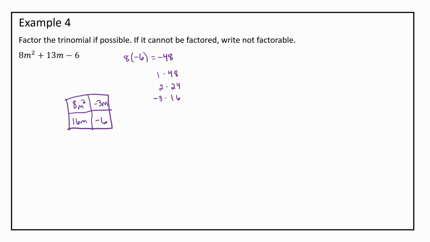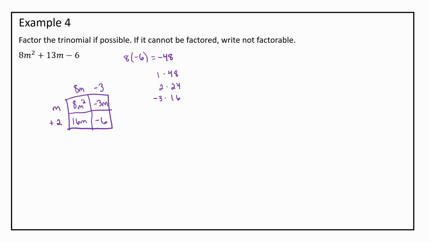Now we're going to pull out what's in common. So 8m squared and -3m only have an m in common. 16m and -6 have a 2 in common, and it'll be positive. 8m squared and 16m have an 8m in common. -3m and -6 have a -3 in common.